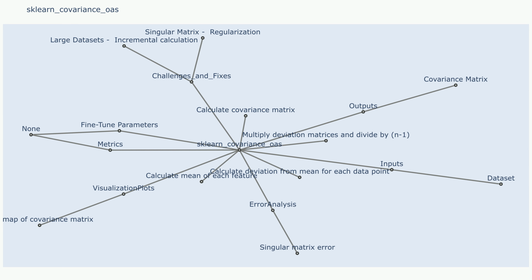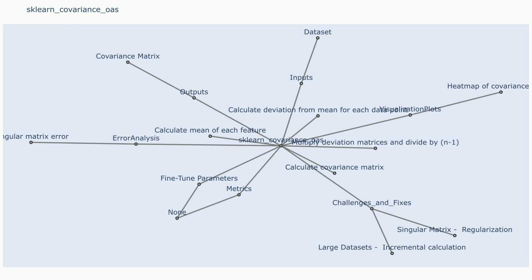Challenges and fixes. Challenge 1. Explain in detail. High dimensionality: when the number of features is large compared to the number of data points, covariance estimation becomes challenging. This can lead to unreliable estimates and potential numerical instability.